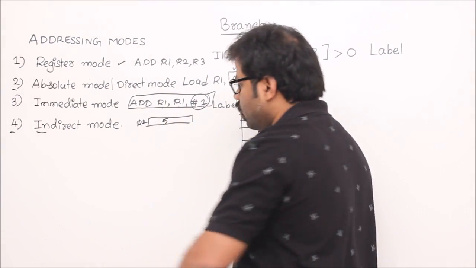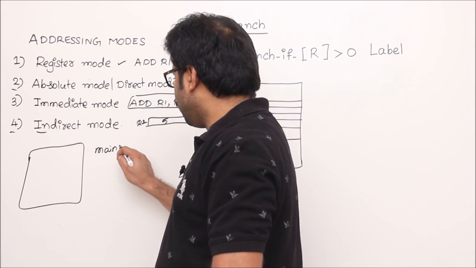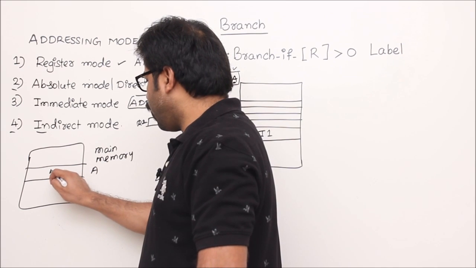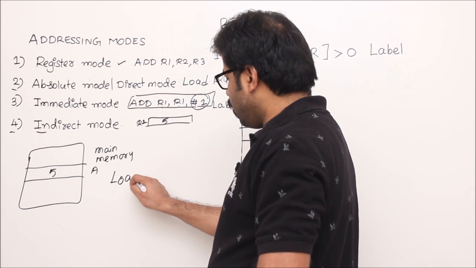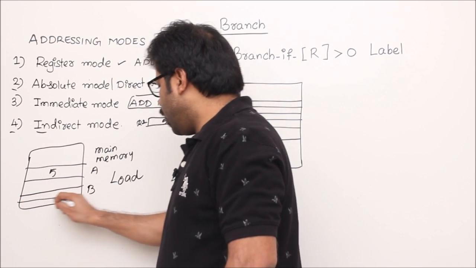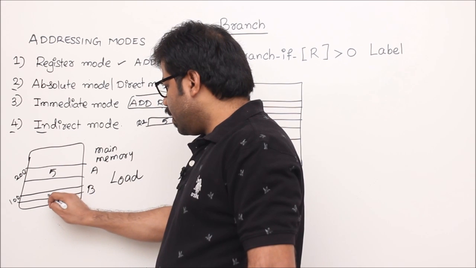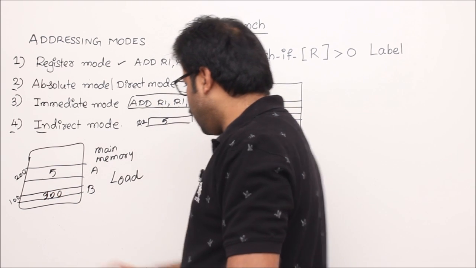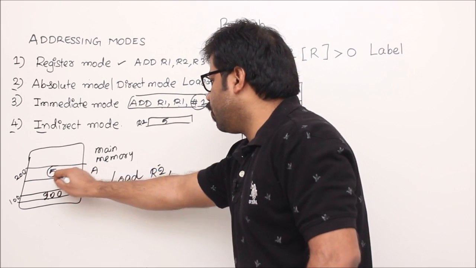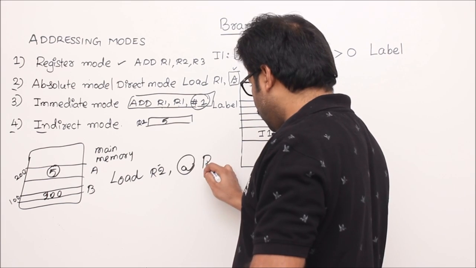Memory indirect mode. This is your main memory. In this main memory, you have, let's say, address A. A contains the value 5. We will be doing a load. So I write B. In B you have the address of A. For easy understanding, we'll give numbers like this: this is 100, this is 200, memory locations. So B's content is now 200. Now we will be telling the instruction, when you are executed, R2 should get 5. But I am going to provide you the address of B.